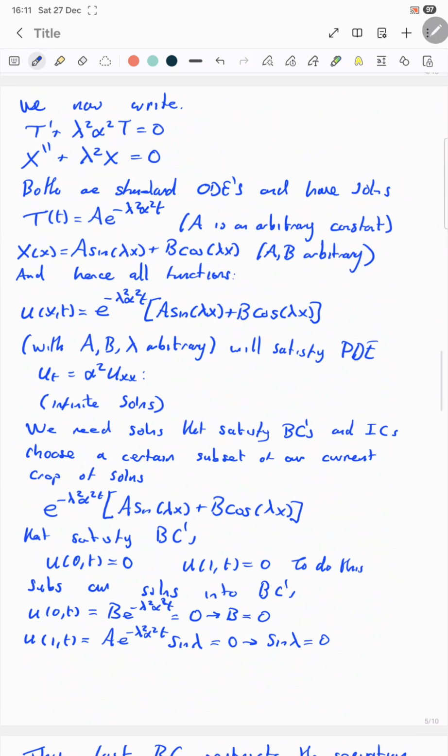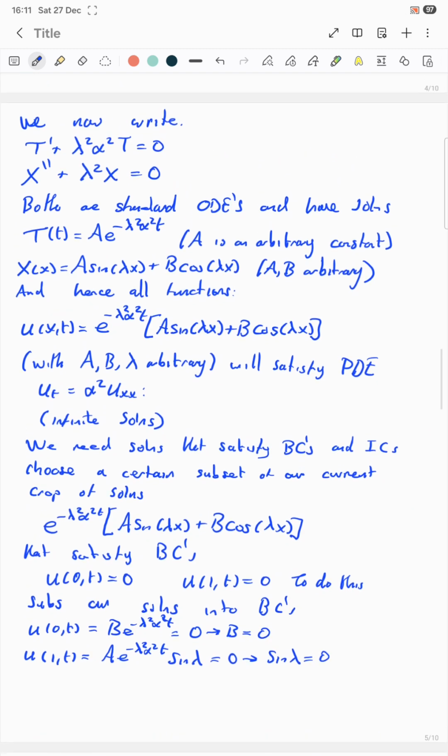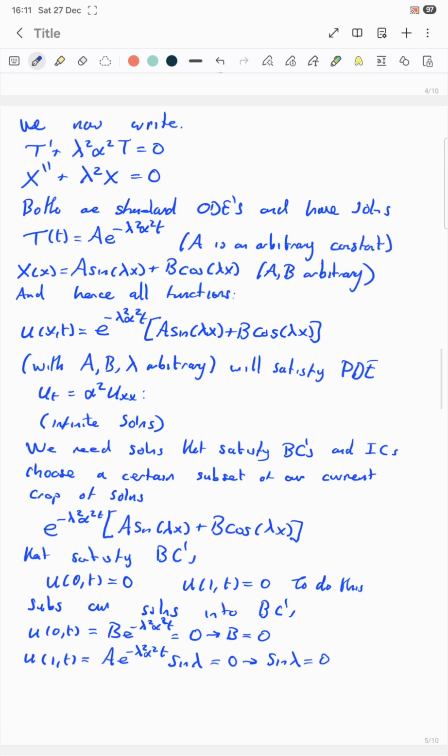We now write T prime plus lambda squared alpha squared T equals 0, and likewise for our X double prime. Then both are standard ODEs and have solutions of this form here, where A is an arbitrary constant, which leads us to these equations here.